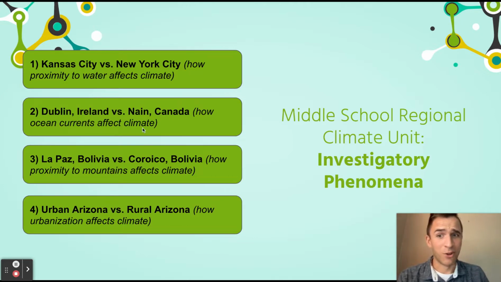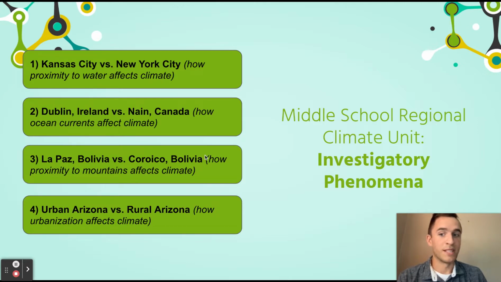Then we looked at Dublin, Ireland versus Nain, Canada. Two places, once again, similar latitude, similar proximity to water, but Nain, Canada is far colder, in order to learn how ocean currents affect climate. Then we try to figure out these two cities, right? Once again, very similar in many respects.